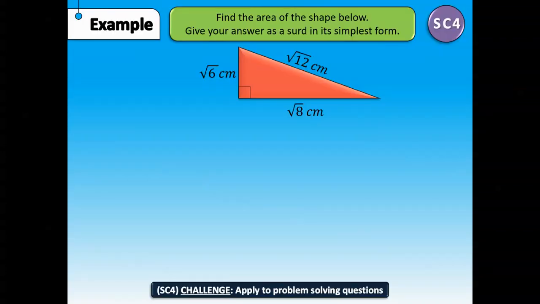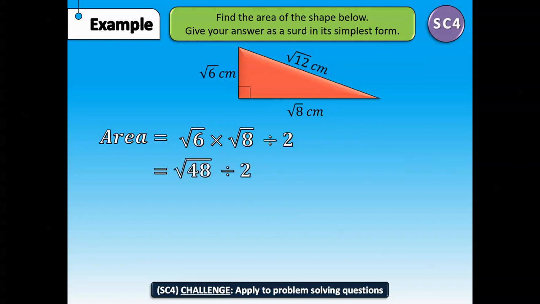So this question says, find the area of the shape below. Give your answer as a surd in its simplest form. So to find the area of a triangle, we need to do the base times by the height divided by 2. So we do root 6 times root 8 divided by 2. Now root 6 times root 8 is root 48.